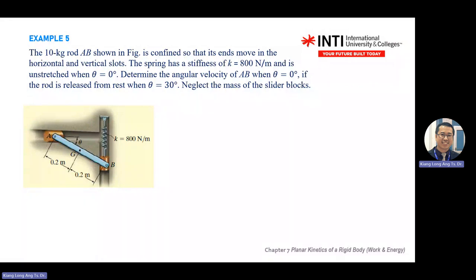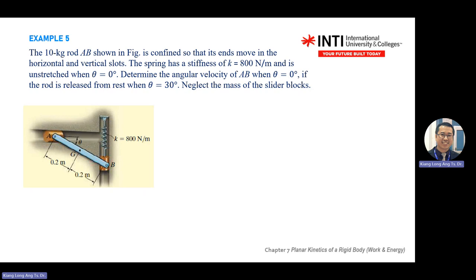Okay. Example five. Maybe I just have a quick discussion. Rod AB is given. Confined means A can move left, right, B can move up, down. The spring has a given stiffness and is unstretched when theta is zero. So there's a theta there. Theta zero means B is at this position. Determine the angular velocity omega when theta is zero.